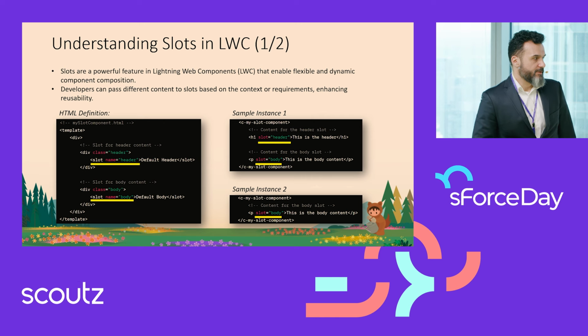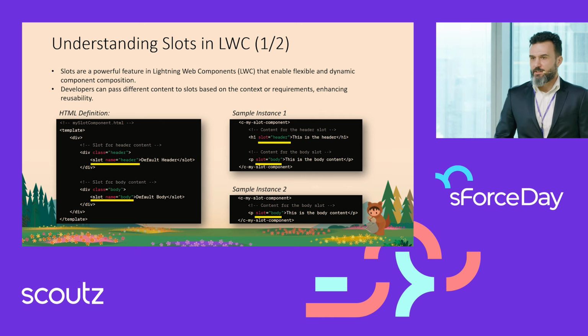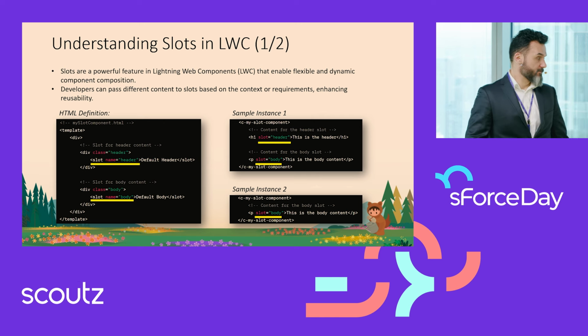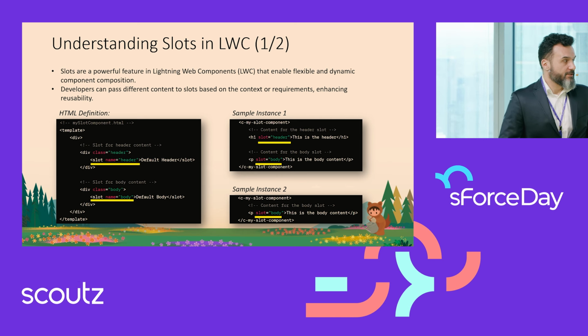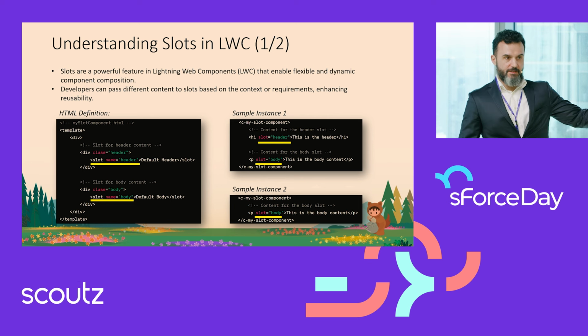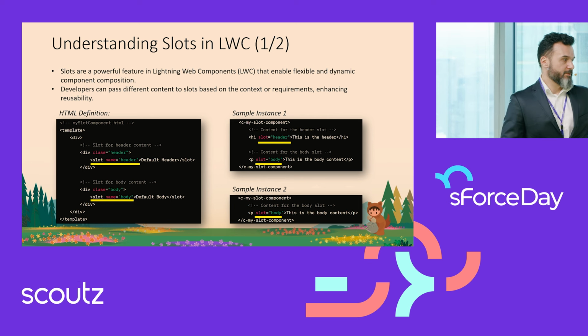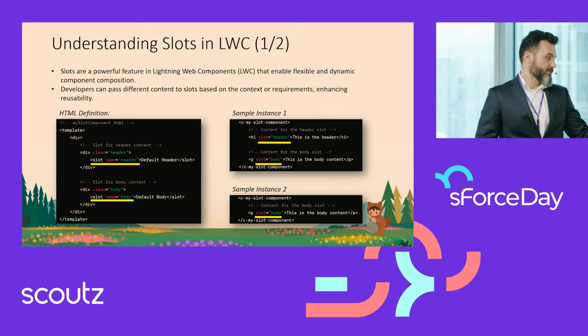You can see that in sample instance 1, I am injecting an H1 element under the header slot. So suddenly, whatever was the header here will become H1. So I control from the instance what that element is. I can actually override certain styles as well, right? And I have overridden the content. So rather than the default header, it will say this is the header. For the body, I did something similar, except this is a paragraph and it says this is the body content, which overrides the default body value.